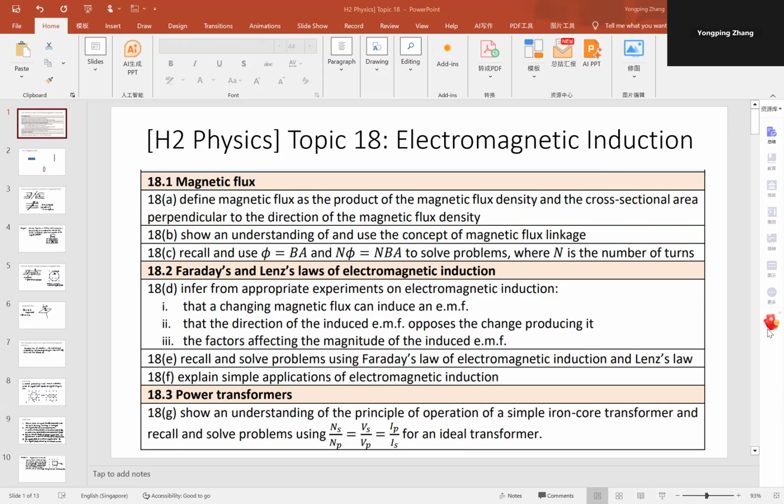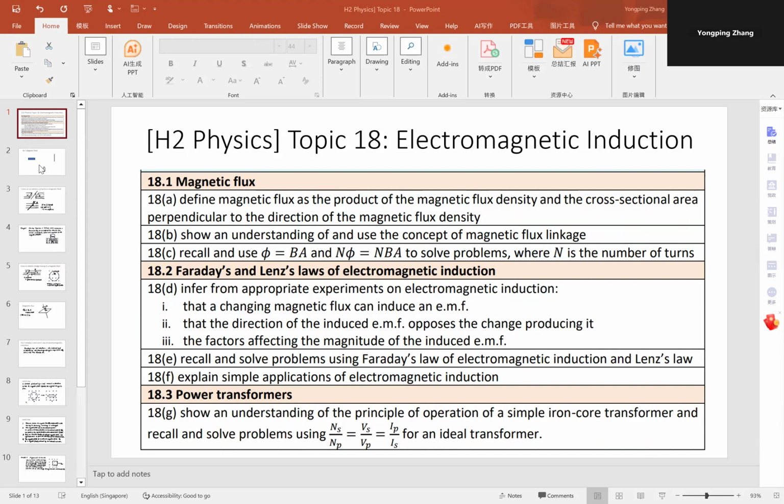This video is about electromagnetic induction. First is about the magnetic field and magnetic flux. Second part is about Faraday's and Lenz's law of electromagnetic induction. Third part is the power transformers.